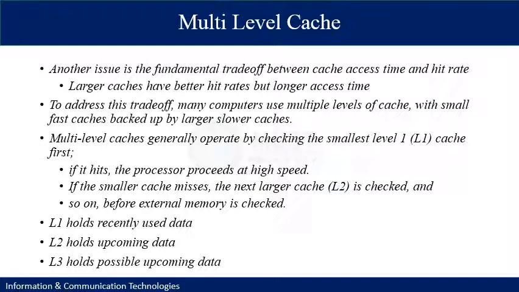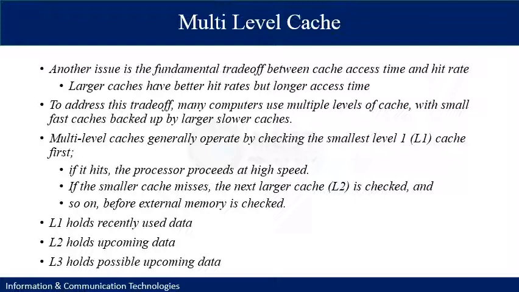Another issue is the fundamental trade-off between the cache access time and the hit rate. For example, if you have a larger cache, the search time for specific information can also increase. Therefore, larger caches have better hit rates but longer access times. To address this trade-off, many computers use multiple levels of cache, with small fast cache memory backed up by larger, slower cache memories.